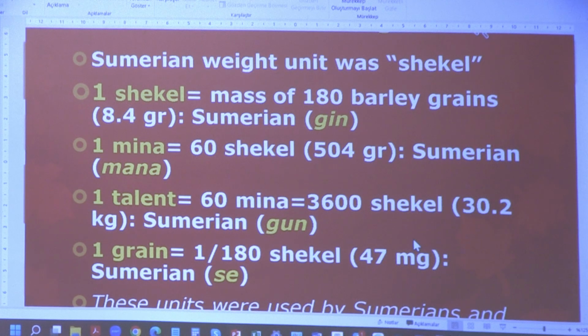That's about 3,600 shekels. It weighs about 30 kilograms. And in Sumerian, they used to call it gun. 1 grain is, of course, 1/180 of a shekel. That's about 47 milligrams. But when you look at the literature, you can see that the mass of 1 grain of barley varies. And also the definition of grain.